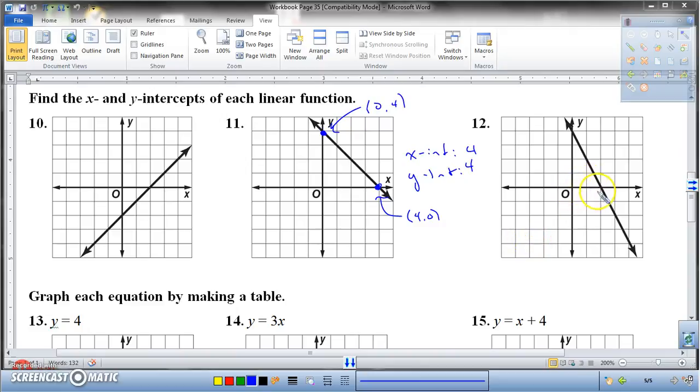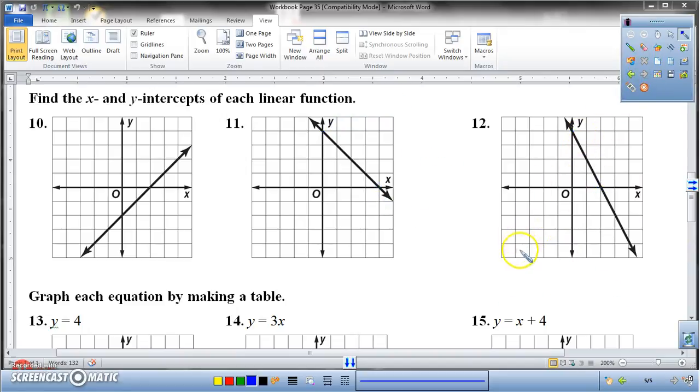Number 12, my x-intercept here is 2, 0, or 2. My y-intercept is 0, 4, or just 4. All right. So hopefully that's fairly easy for you to just kind of look at the graph, see where your graph crosses the axis. That's all we're doing here, looking for those points of intersection.